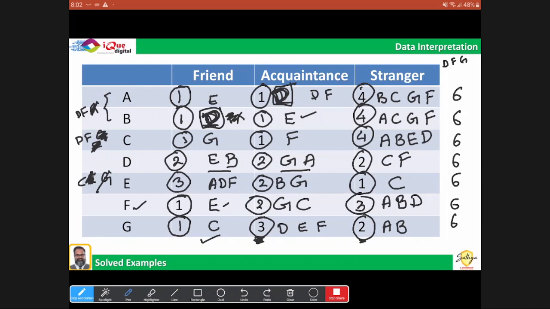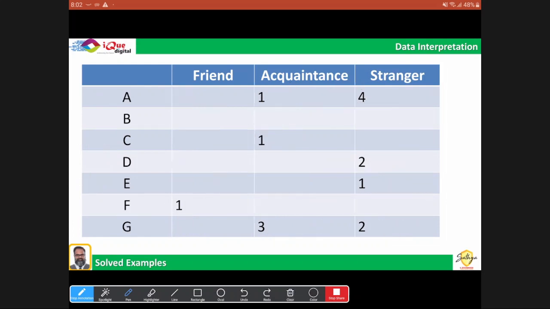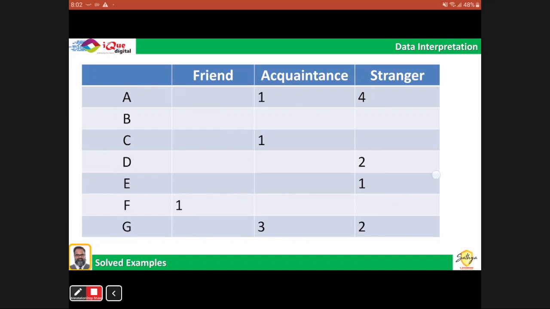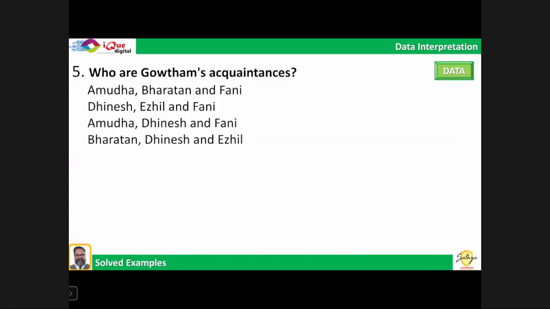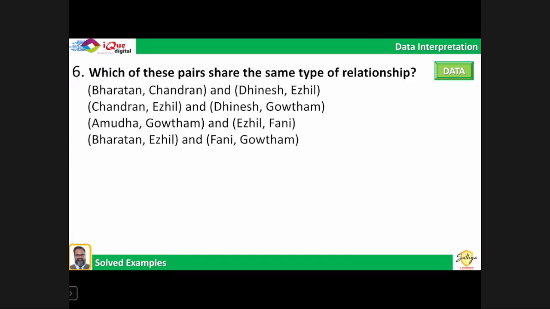So I'll quickly show you the questions and the answer key in case you just want to confirm. And then like this is the complete data that we should be getting. And the answers. So Gautam's acquaintances, this is pretty easy. Dinesh, Errol and Funny. Which pairs share the same type of relationship? Again from the table you will get the Bharat and Errol. So Bharat and Errol are acquaintances and Funny and Gautam are also acquaintances.